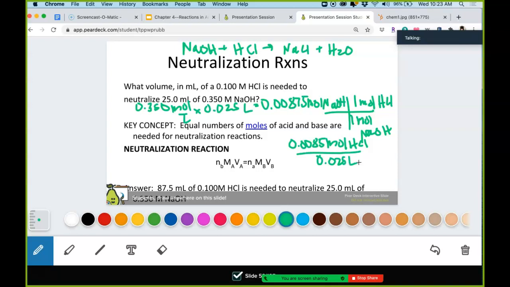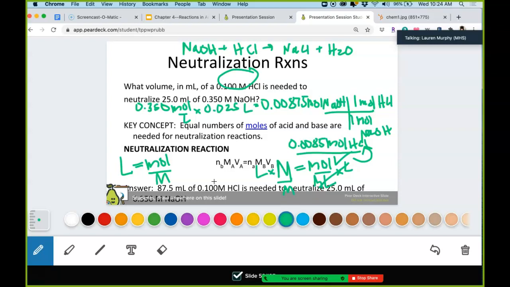Oh, wrong. I'm asking for volume and I gave you molarity in this problem. Ooh, be careful. See, I went too fast. Molarity equals moles per liter. I have moles, it's right here. I have molarity, it's right here. Rearrange and solve for liters. Liters is moles over molarity, right? You multiply both sides by liters, and then you divide by molarity to get liters by itself.